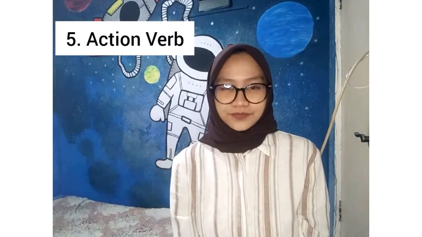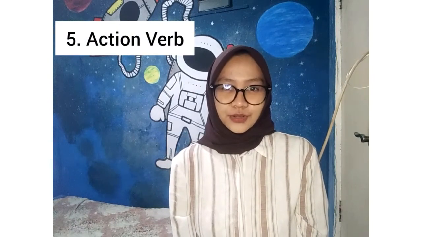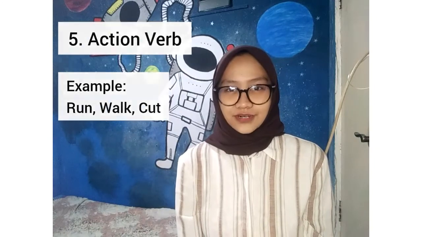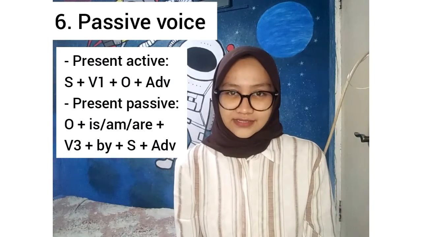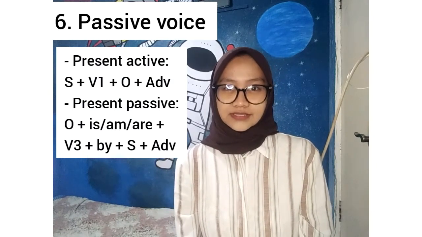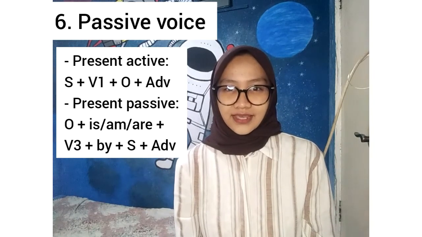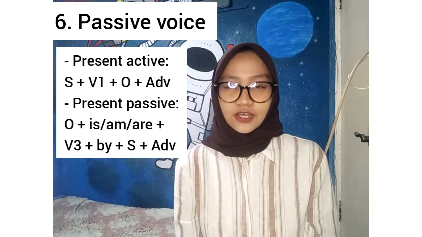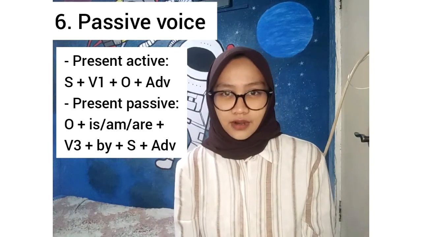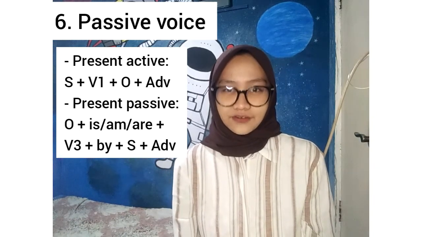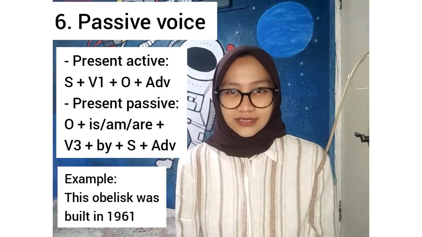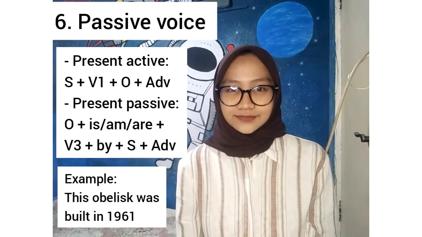Fifth, action verbs. Action verbs are verbs that show an activity. For example, run, walk, cut, etc. Sixth, using passive voice. The formula for present active is subject plus verb 1 plus object plus adverb. And the formula for present passive is object plus is/am/are plus verb 3 plus by plus subject plus adverb. For example, this obelisk was built in 1961. So that's all about descriptive text.